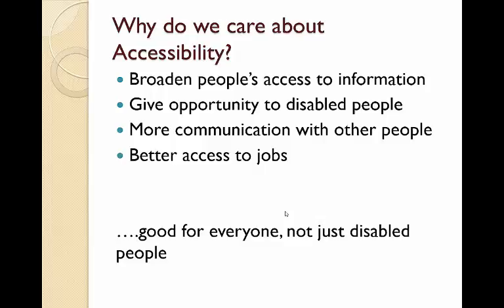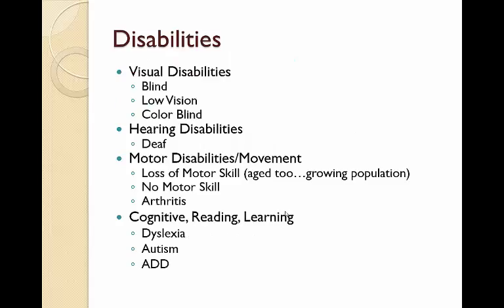Different types of disabilities that people have who use the internet include visual disabilities. That could be blindness, low vision, or color blindness. Hearing disabilities. If you're deaf, it makes it hard to hear audio on the internet. Motor disabilities, or movement, loss of motor skills, no motor skills, or maybe arthritis or something that impairs your use of your fingers. Cognitive, reading, and learning disabilities, like dyslexia, autism, or attention deficit disorder.